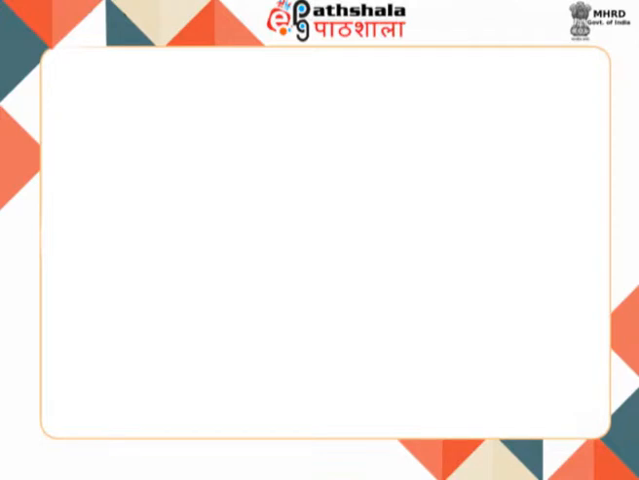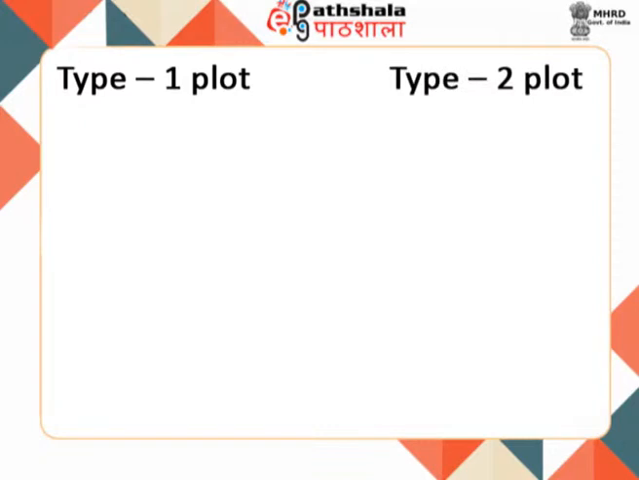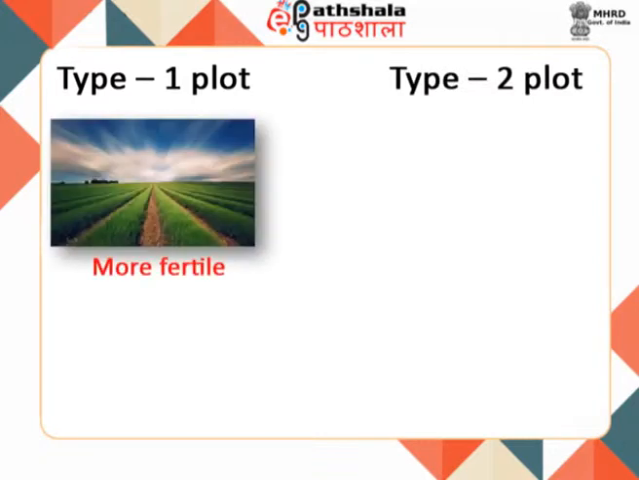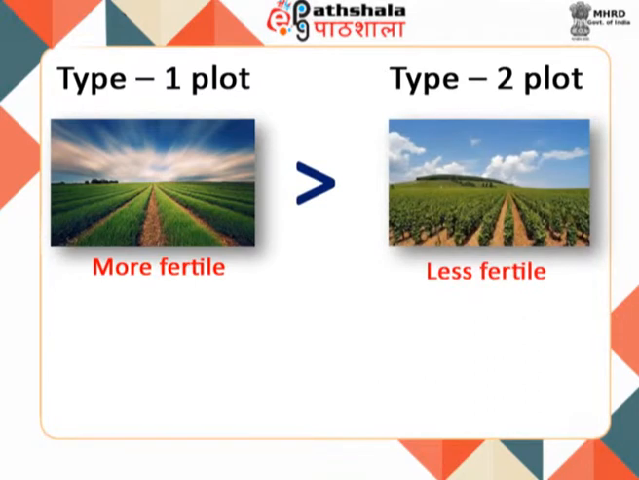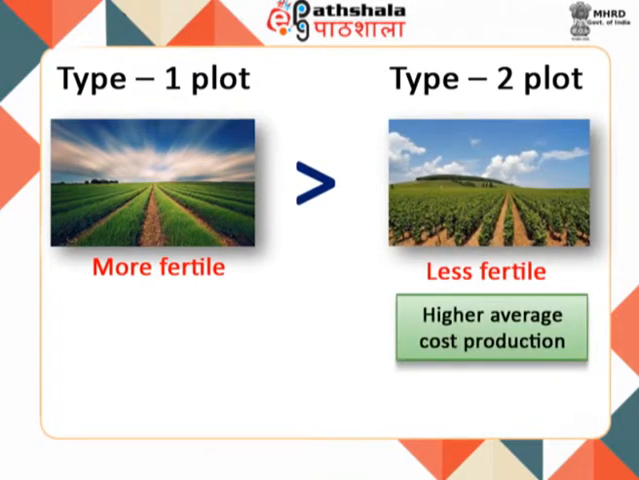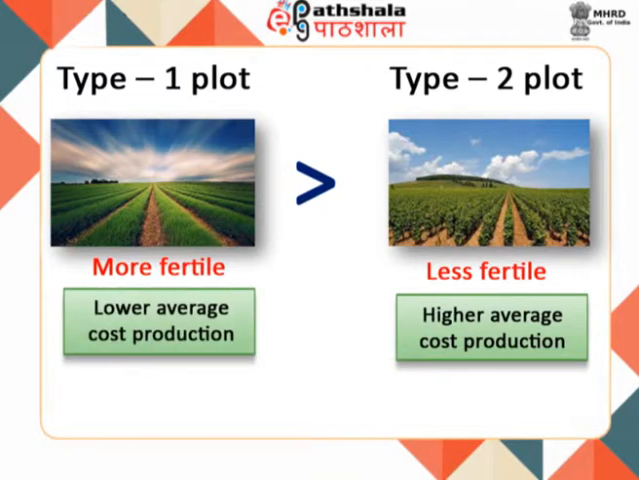Assume that there are two types of plots, type 1 plot and type 2 plot. Type 1 is more fertile than type 2. This implies that the average cost of production in type 1 is lower than that of in type 2 plot.